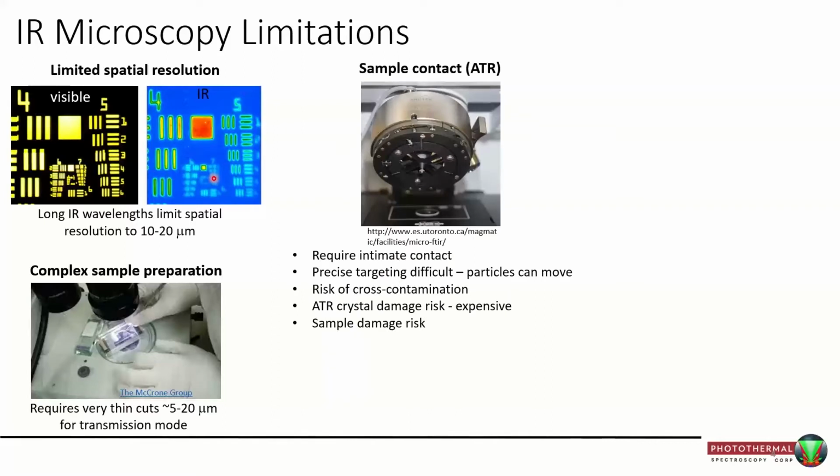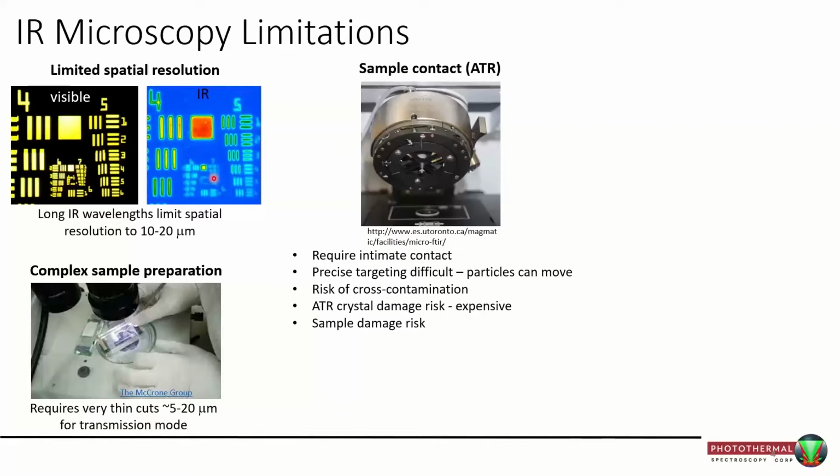To get around some of these, people increasingly have used micro ATR, and that's really just a germanium crystal, sometimes a diamond crystal. This requires intimate contact with the sample, and you may not want to do that, especially if it's a forensics sample, a delicate one-off sample. You don't want to lose it, break it, or damage it. Precise targeting can be difficult if you've got particles that you're targeting. As soon as you touch it, they can fly across the other side of the room.